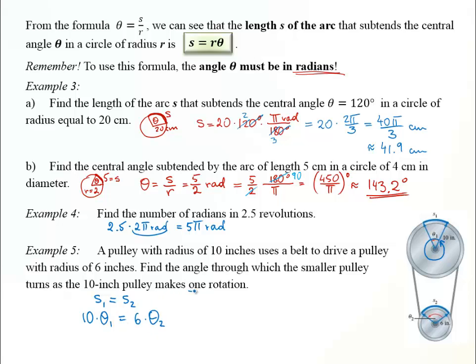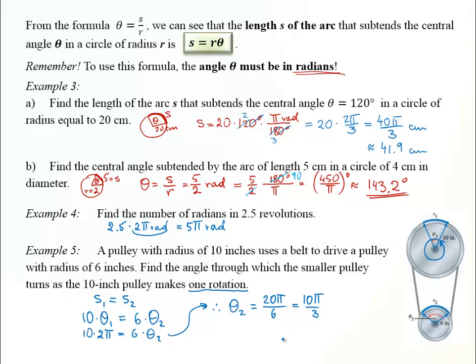And now one complete rotation for the 10-inch pulley corresponds to angle 2 pi. Therefore, theta 1 is actually equal to 2 pi. So we have 10 times 2 pi equals 6 times theta 2, and it's easy to solve for theta 2. Therefore, theta 2 equals 20 pi divided by 6. So it could be simplified to 10 pi thirds.